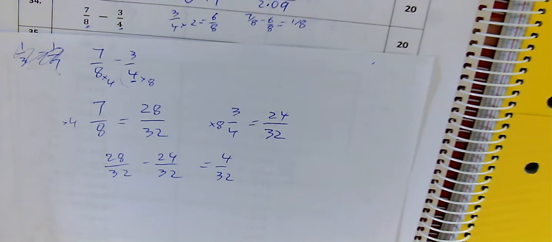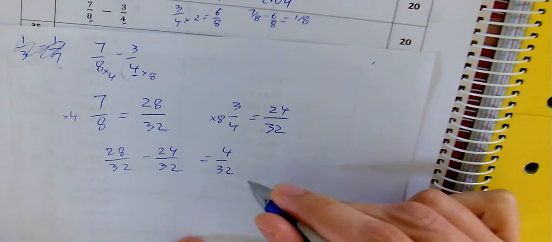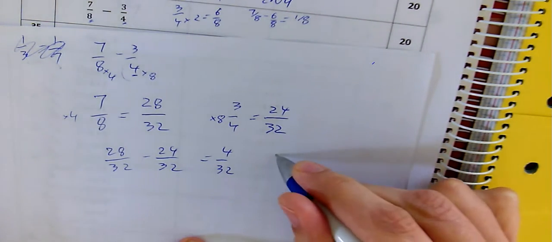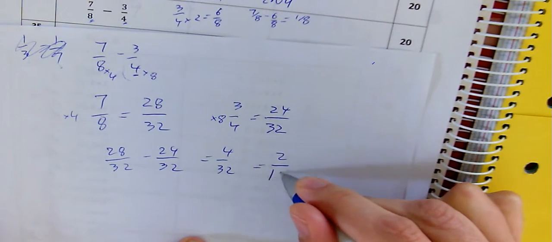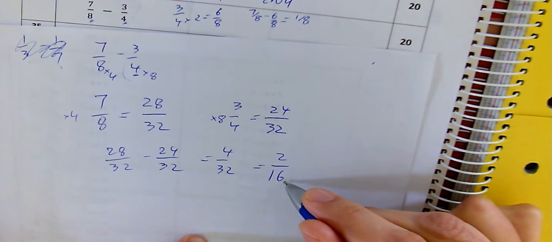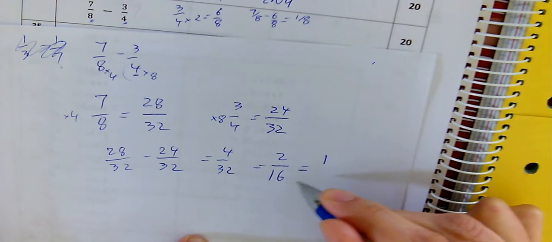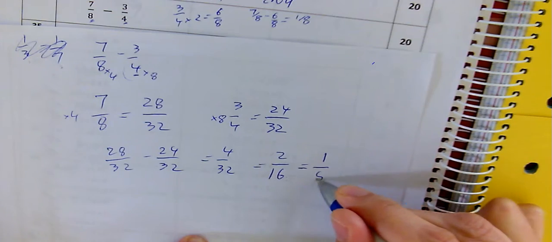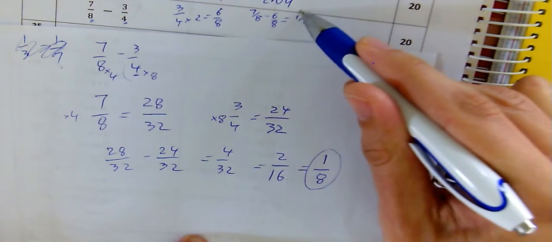And then we can simplify that fraction by just looking at common factors. We know that any number that ends in 2 is divisible by 2. So let's divide them both by 2. So 4 divided by 2 equals 2. 32 divided by 2 equals 16. Again, any number that ends in 2, 4, 8, or 6 can be divided by 2 again. So 2 divided by 2 equals 1. 16 divided by 2 equals 8. And again, we've got the exact same answer. 1/8, 1/8.